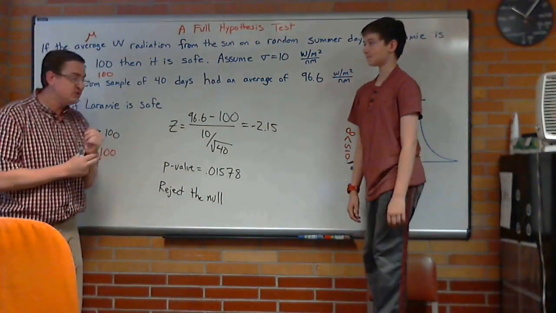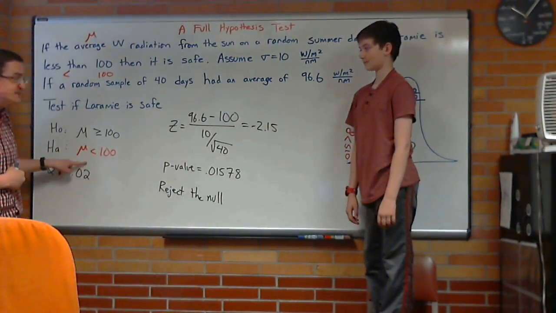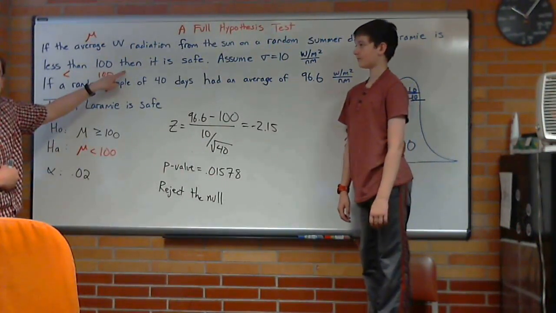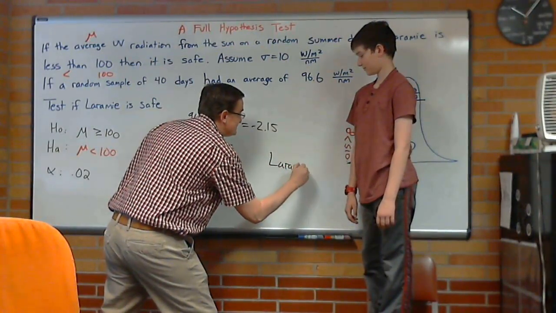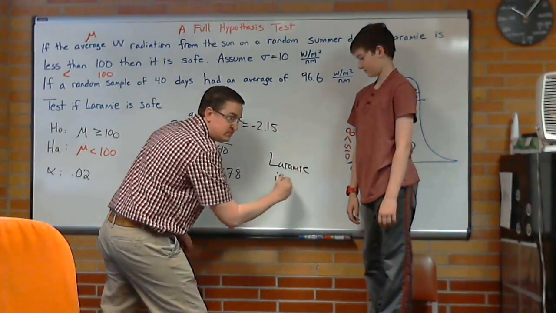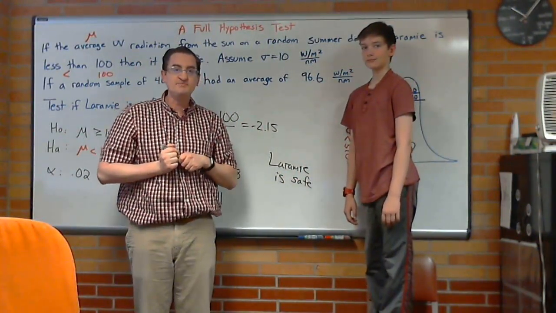What does that lead us to conclude? That leads us to conclude here the alternative, which said mu is less than 100. We know because mu is less than 100, what can we say? Laramie is safe. Of course it is. It's Laramie after all. And what in the world could possibly be dangerous?